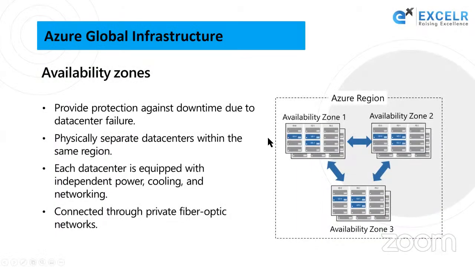Then within the Azure global infrastructure, we also have a concept of availability zone. What it does is provide you protection from any actual physical data center failure. The availability zone is a similar concept to what we have seen in AWS. It is going to provide you resiliency in terms of a data center failure. They are physically separated data centers which are part of the same region.